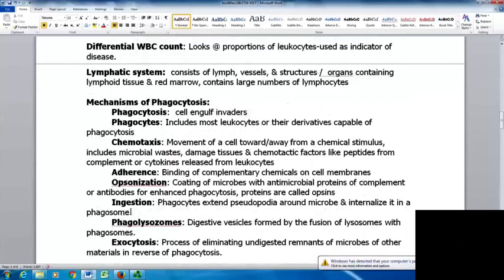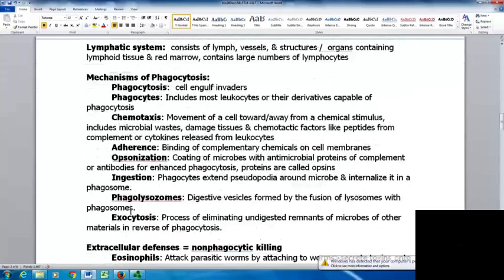So let's look at some mechanisms of phagocytosis. Phagocytosis is when a cell engulfs the invader. A phagocyte is going to be a cell capable of phagocytosis. This will include most of the leukocytes and their derivatives.